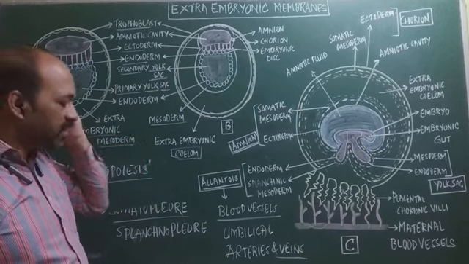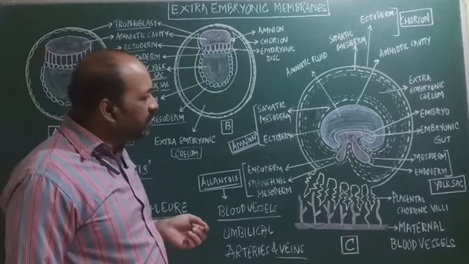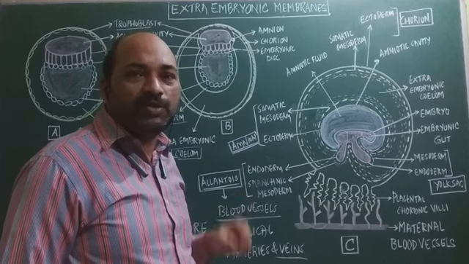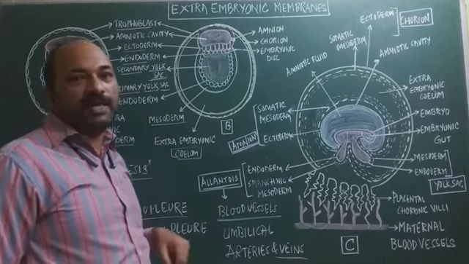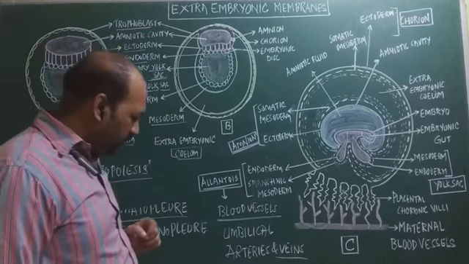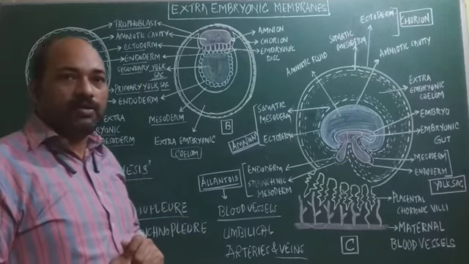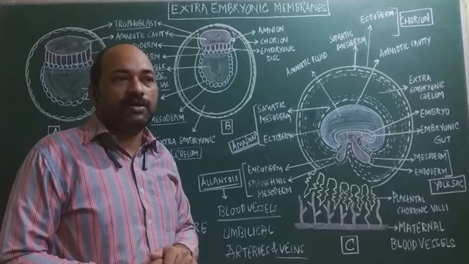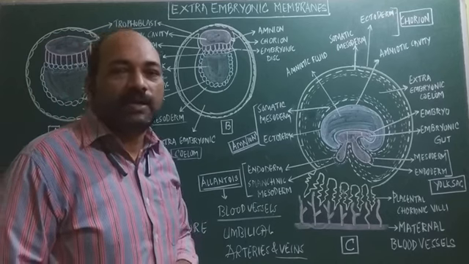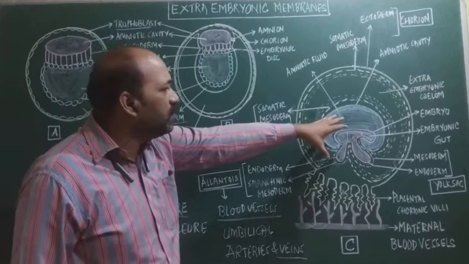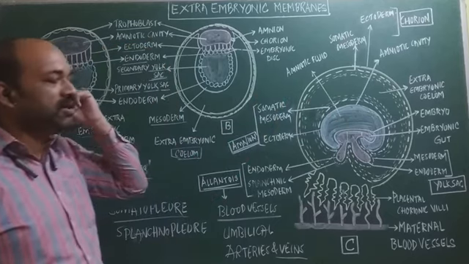Fourth function is that amniotic fluid maintains homeostasis as well as electrolytes. Next, amniotic fluid allows the growth and development of the lung. So that is also done by the amniotic fluid.